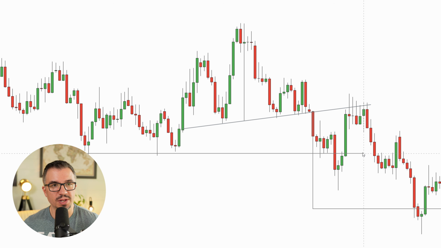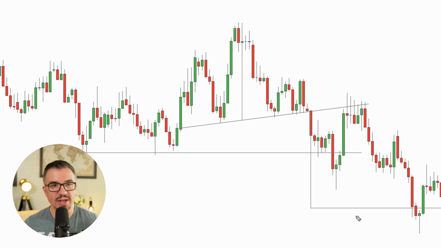So this over here, let's just recap. This over here is going to be our measured objective, right? Again, this is just the height of the pattern itself. So if we measure from the breakdown point, this is our objective down here, which you can see was hit. And we've got our first target over here.